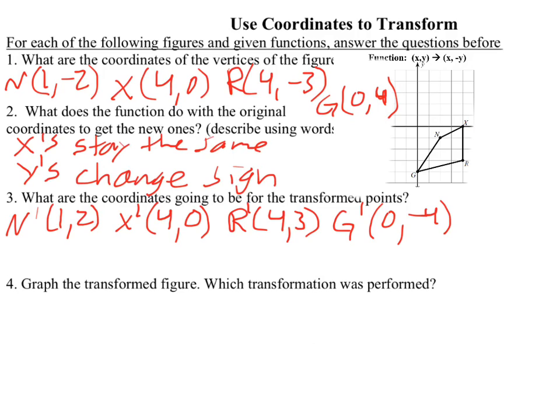So now we need to graph it, and then describe what the transformation is. So I'm going to graph these points here. We got G prime, N prime is there. So there's N prime. X prime is actually the same spot, and R prime is right above it. Connect that up, and we have that same figure. It looks like it's just been reflected over the y-axis, that line there in the middle.